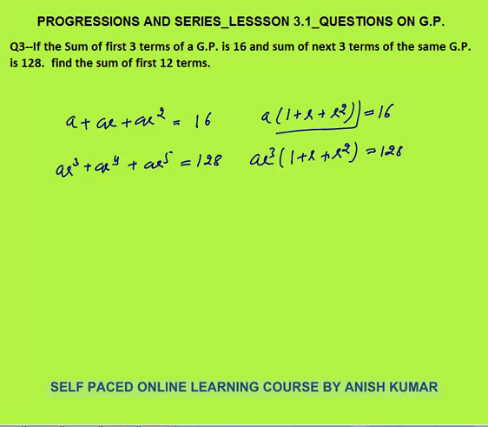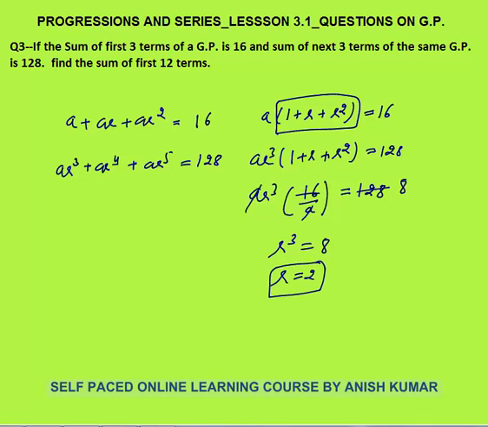Put the value of 1 plus r plus r square. From here you will get the value of 1 plus r plus r square as 16 by a. So ar cube into 16 by a is equal to 128. So a and 8 cancel out. 16 eights are 128. r cube is equal to 8. Can I say that r will be equal to 2? You got the common ratio as 2.